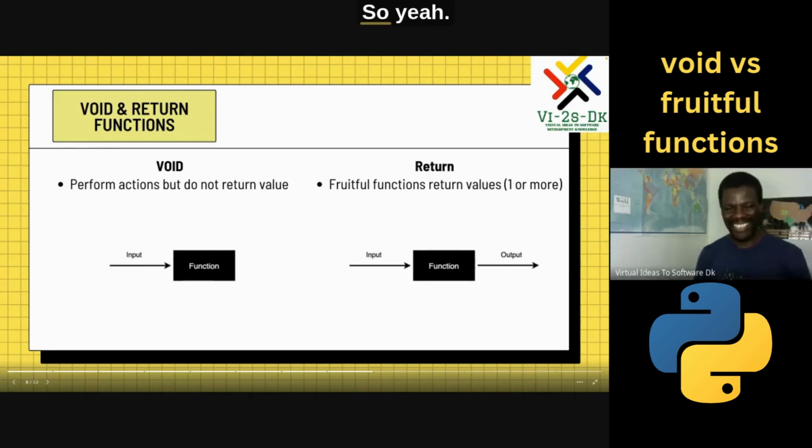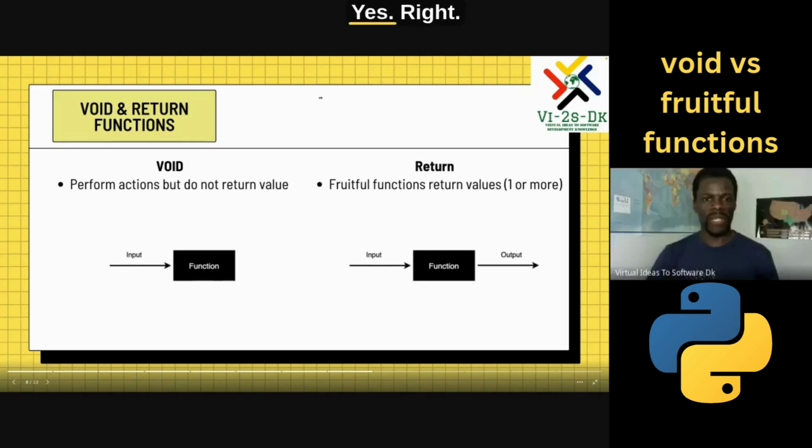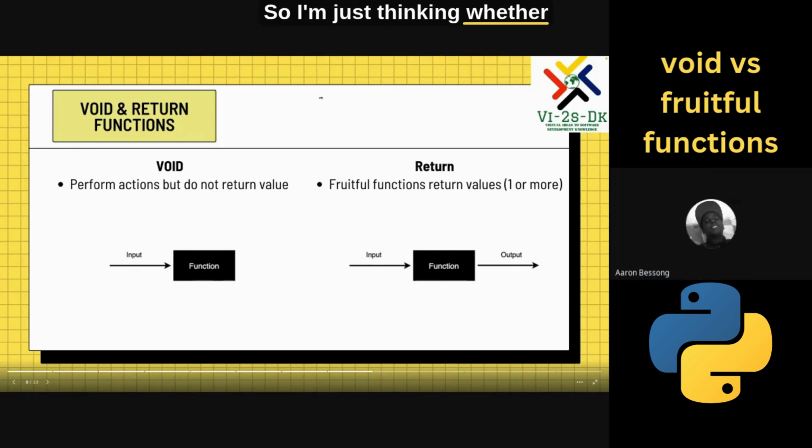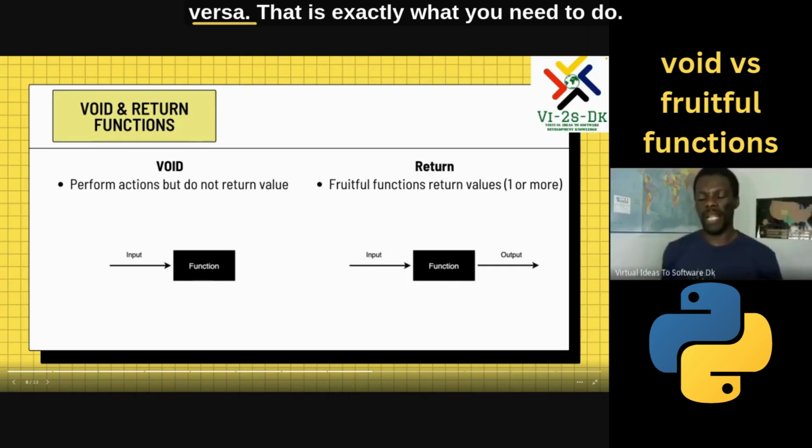Yes. So yeah, if I look at the temperature converter that I did, yes, I had a function for Celsius, yes, I had functions for Fahrenheit within one script. Right. So I'm just thinking whether it is possible to have a script for Celsius to Fahrenheit, another one for Fahrenheit to Celsius, and then you import that Celsius one, or vice versa. That is exactly what you need to do.